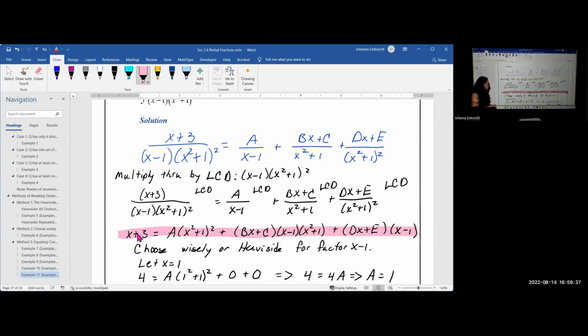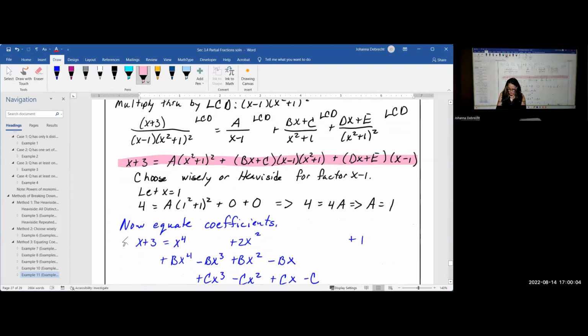Then I did choose wisely, where I let x equal 1 because I knew that would make this term here and this term drop out because the factor x minus 1 was present. And if x is 1, x minus 1 is 0. So doing that allowed me to figure out right away that A was 1. So I go ahead and I replace the A with 1. Now this gives me a new expression.